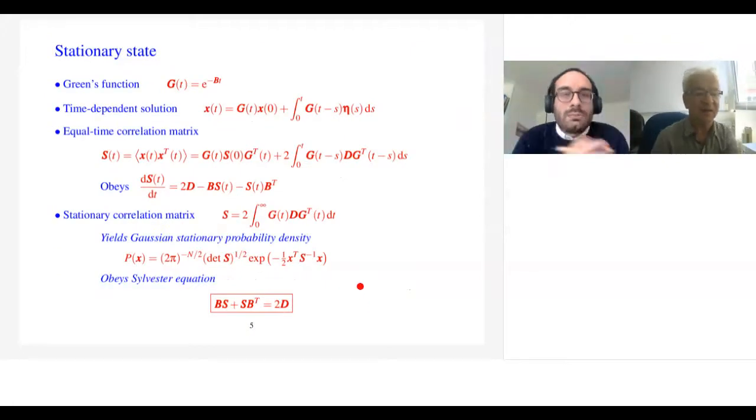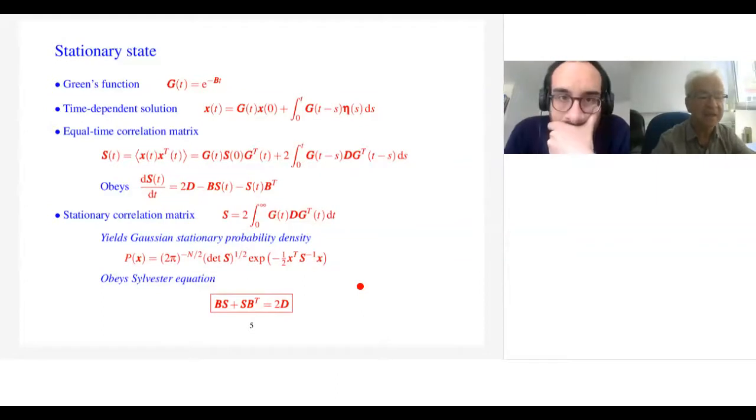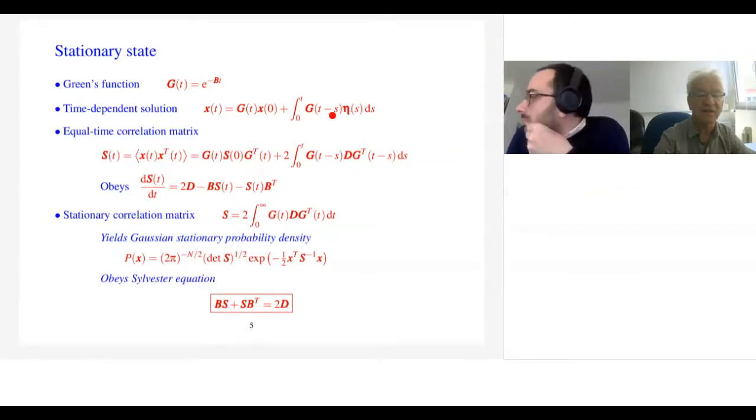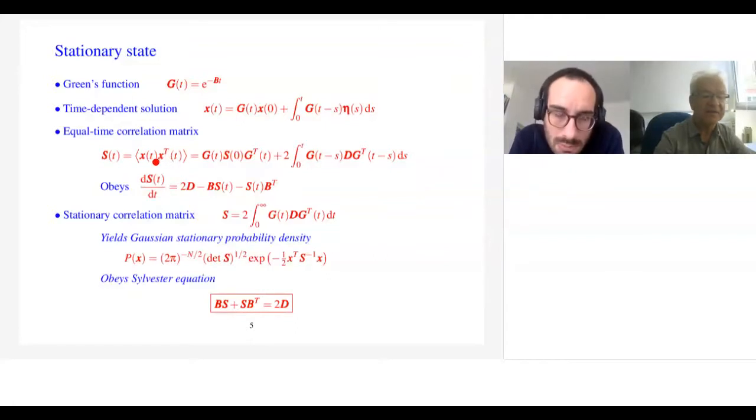Okay, so let's see how the dynamics works and the stationary state. You introduce the Green's function of the problem, e to the minus B t, which allows you to write the time-dependent solution x(t) in terms of the initial value with the Green's function here, and an integral over the noises at all intermediate times, of course with the same Green's function, because everything's linear. From there you can derive the equal time correlation matrix. From now on, I only use matrix form, so x x transpose, which is a square matrix, S(t), the correlation or structure matrix. Well, there is a part depending on the initial state, and there is a part depending on the noise, which is quadratic in the Green's function each time.